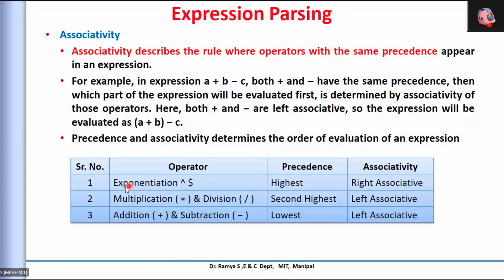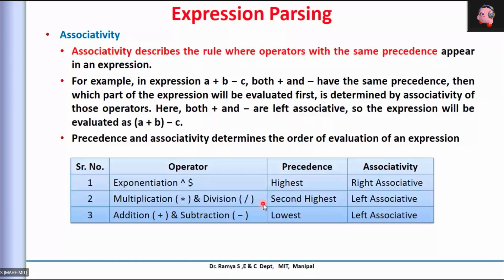One is exponential, or the power kind of operator, and a dollar. This will have the highest value, and it is right associative. Okay, remember this information, right associative. Then comes your multiplication and division. Both have the same order level, but these are the second highest.